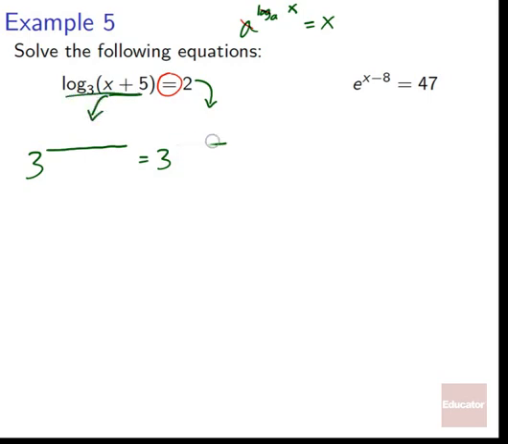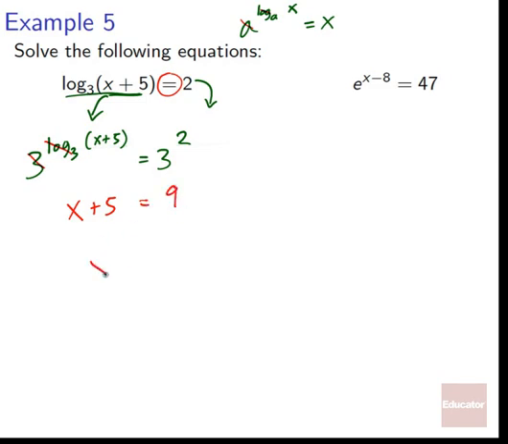So 3 squared and 3 to the log base 3 of x plus 5. So 3 and log base 3 wind up canceling out, and x plus 5 just kind of drops down. Equals, there's nothing to cancel on the right side, it's 3 squared, but we know what 3 squared is. 3 times 3 is 9. x plus 5 equals 9.